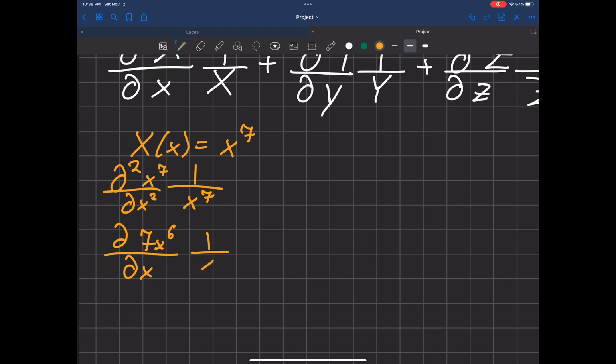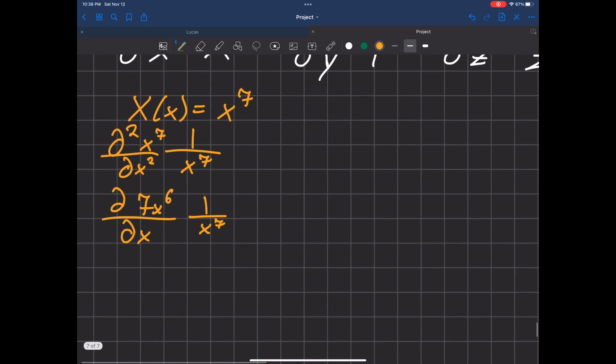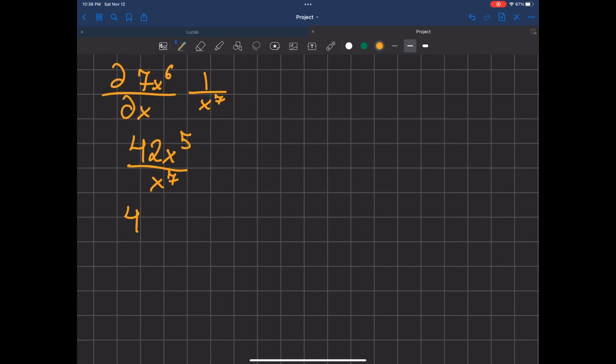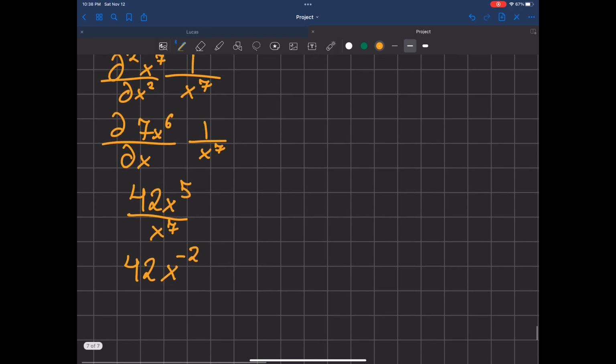Differentiate it again. So we're going to have that becomes 6 times 7, which is 42 x to the 5th, over x to the 7th. This is going to give us 42 over x squared, or you could write x to the negative 2. So this right here would be the answer for that.